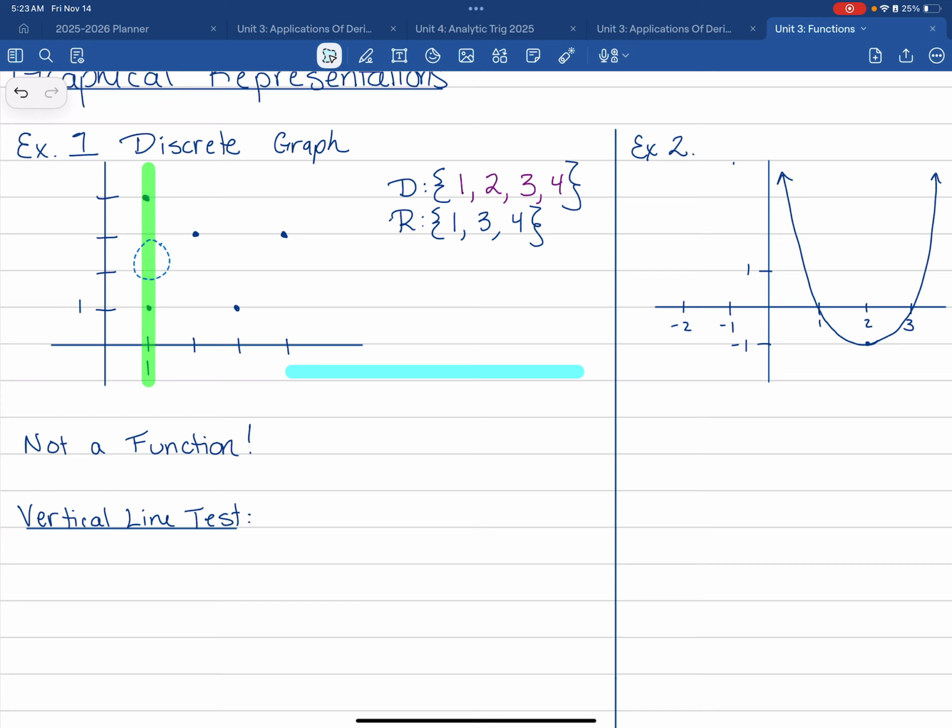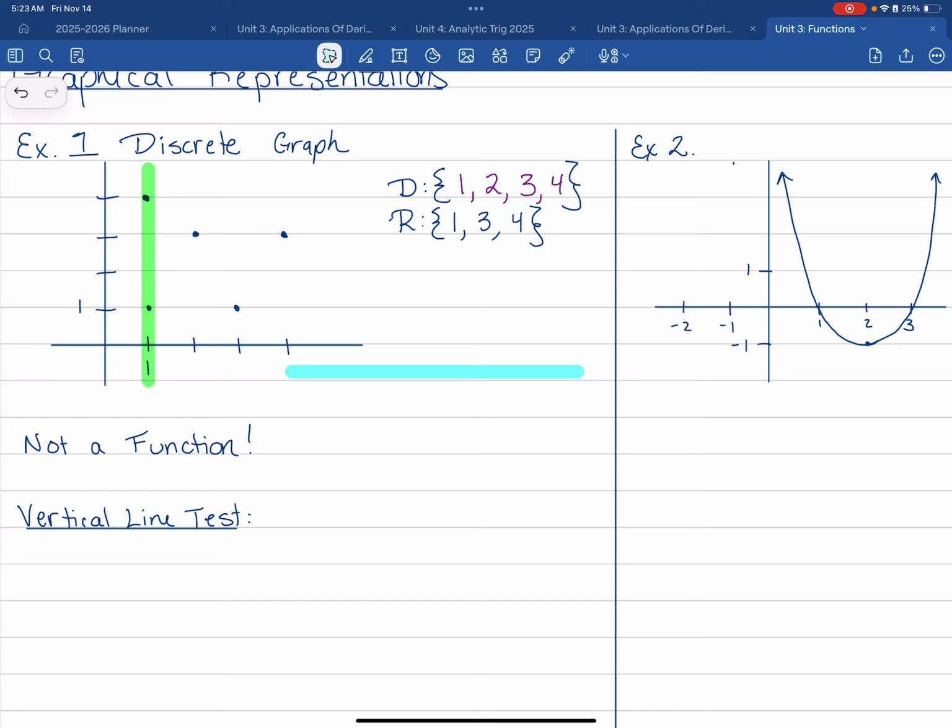So again, if I take my vertical line and at any point I have a singular input, in this case 1, that's trying to map to two different outputs, which means this vertical line goes through more than 1 point at a given input, then the graph is not a function. So in this case, because of 1 trying to map to both 1 and 4, this is not a function.